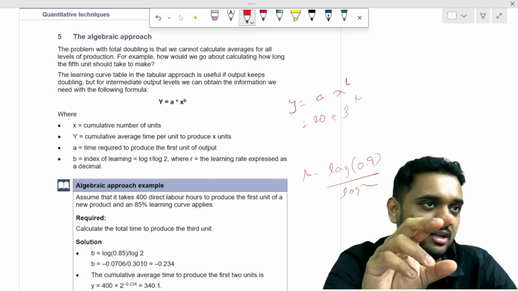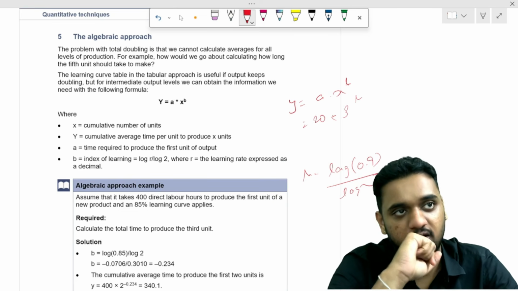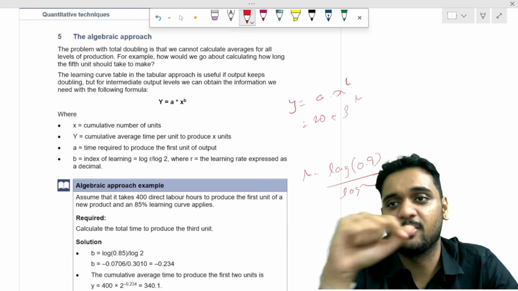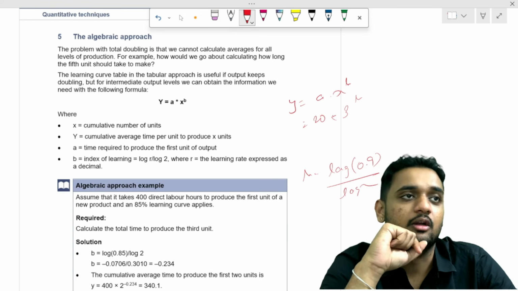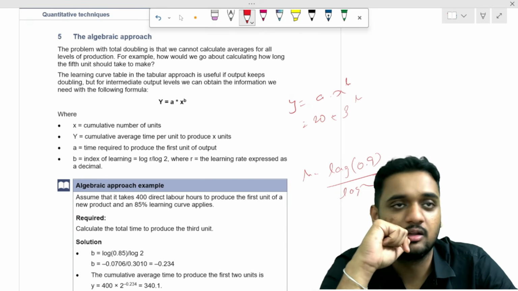If the learning curve is 80%, you should put log 0.8. If the learning curve is 85%, log 0.85. If the learning curve is 75%, log 0.75.